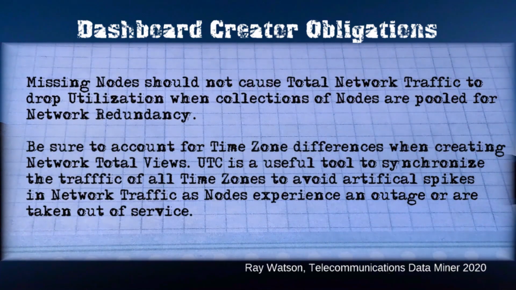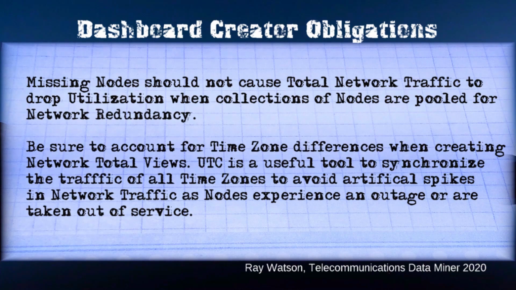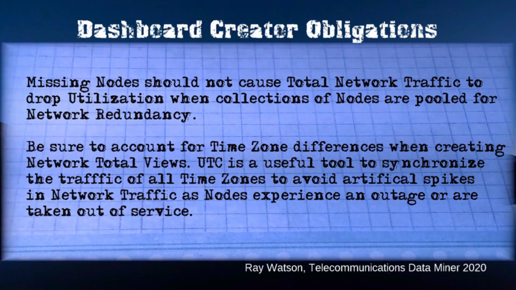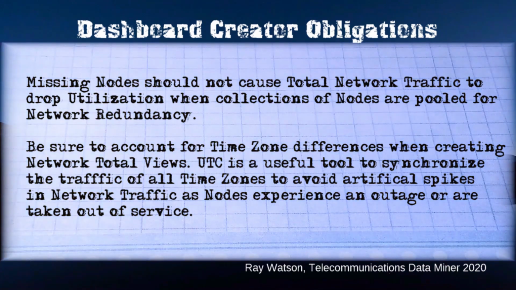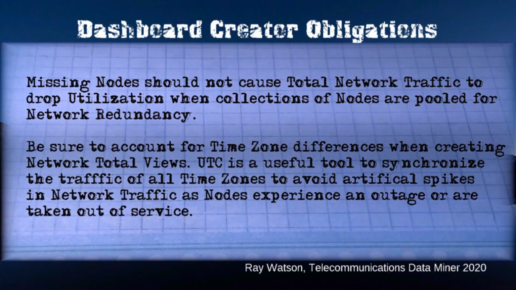If any node information is missing from a network total dashboard and the network total traffic appears to be reasonable, then the missing node was likely taken out of service for maintenance or had an outage. Therefore, when network total dashboards report an unexpected drop in network utilization, check for missing nodes, missing sample periods, or other missing contributors.